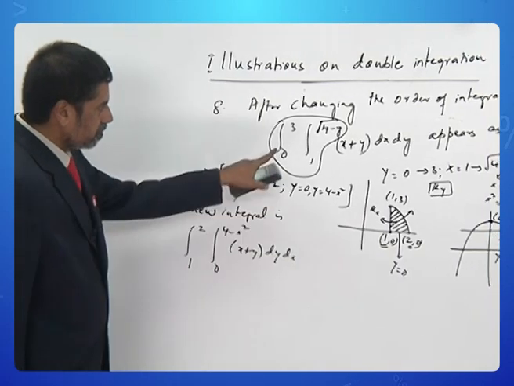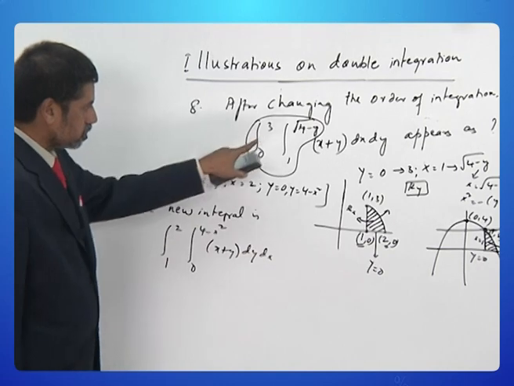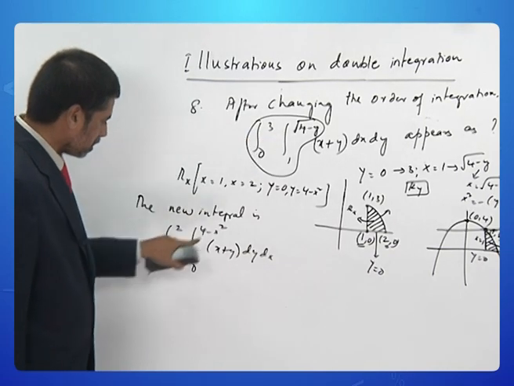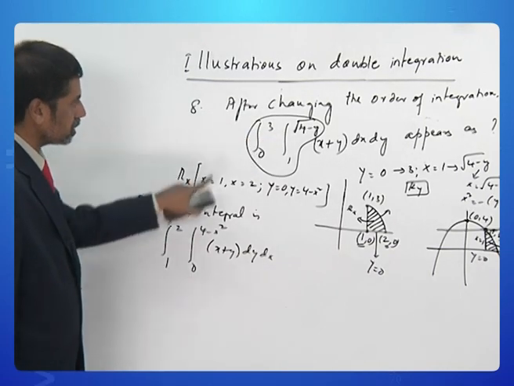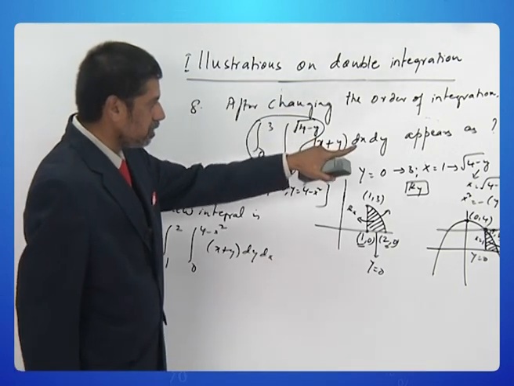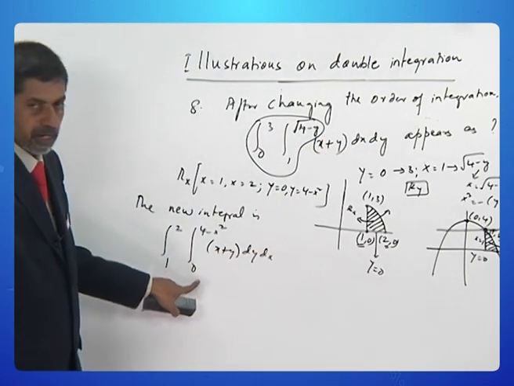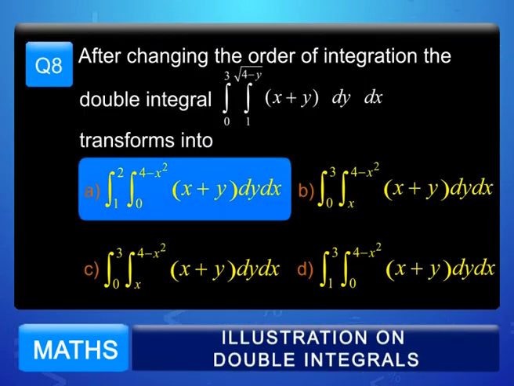So please observe, the limits have undergone major changes. This is with respect to an Ry region and this is with respect to an Rx region. That is a question. The question was, after changing the order of integration, how does this integral appear? It appears like this. And the correct option for this problem is option A.